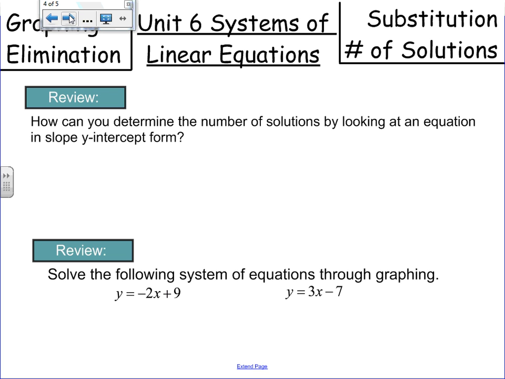Exactly. So if you have the same slope but different y-intercepts, you have parallel lines, which means you got no solutions. So what's the final one, Reagan? Yep. So if the slopes are the same and the y-intercepts are the same, you have infinite solutions because their lines are on top of each other.